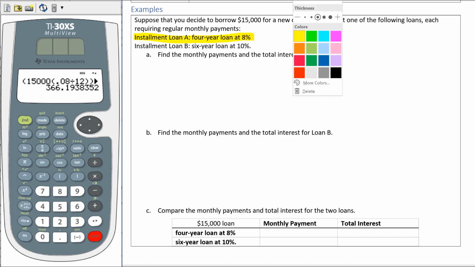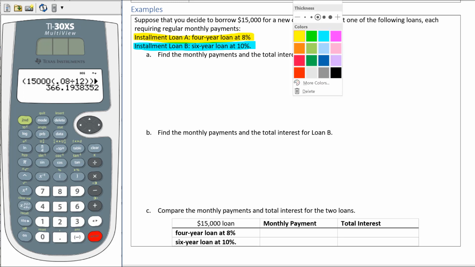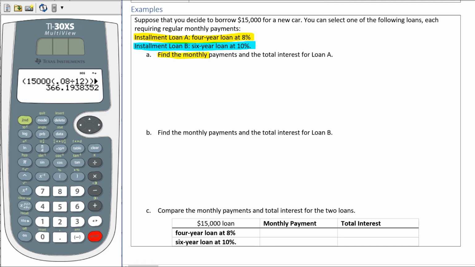Our second choice is installment B, which is the 6-year loan at 10%. Because it's 6 years, you get to pay less each month because you have a longer time to pay it off. But because you have a higher interest rate, you might be paying more. So it's really hard to tell which one is going to be a better choice. For part A, we find the monthly payments and the total interest for A. So we're just talking about loan A at this moment, and we're going to go ahead and work all those values out.